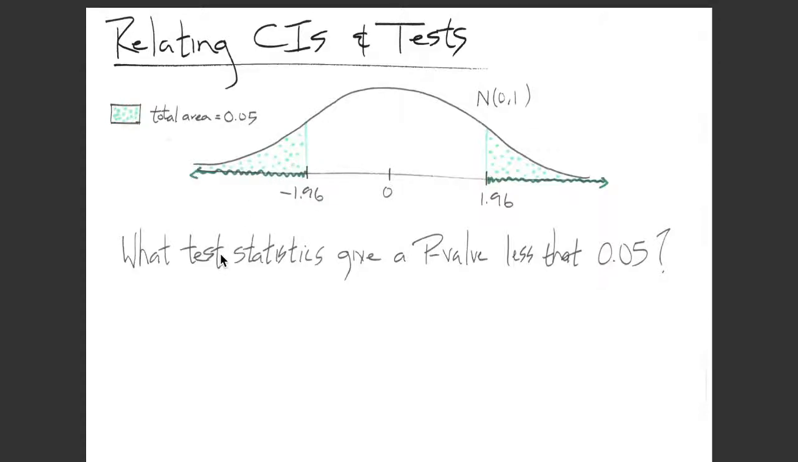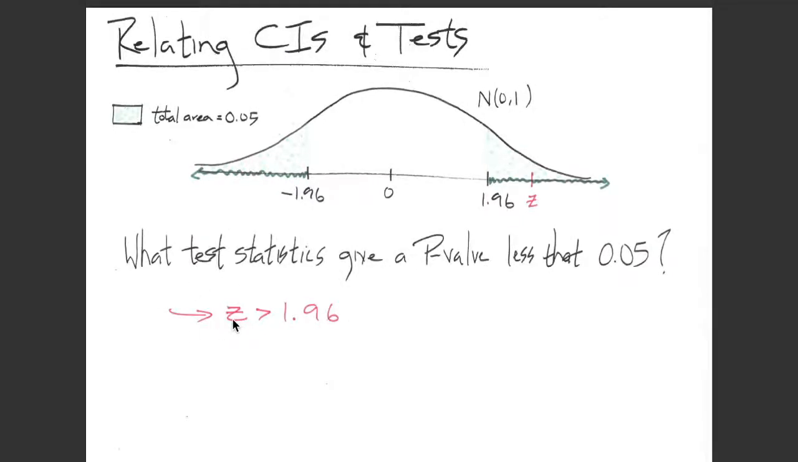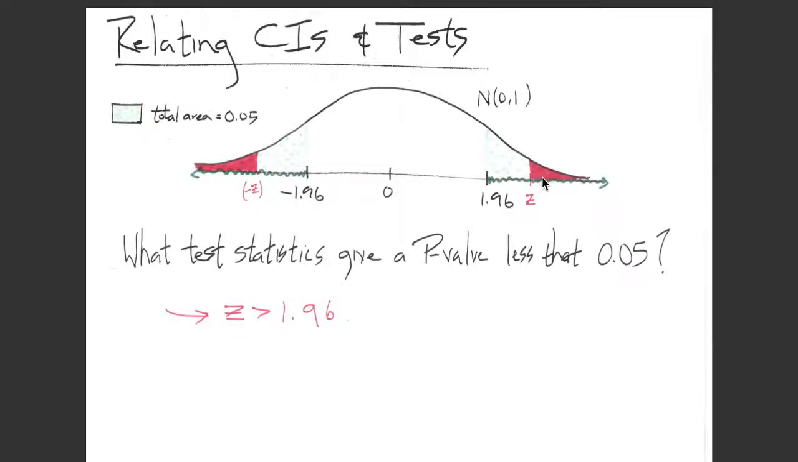So when would the p-value be less than 5%? Well, it would be if your actual test statistic were greater than 1.96, right? So I'm showing here a test statistic like that. It's greater than 1.96. The p-value associated with that test statistic would again be both tails, the one to the right of z and the one to the left of negative z. And you can tell that that red area is going to be less than 5% because it's contained in the green area, which we know is 5%. So a test statistic bigger than 1.96 would give us a p-value of less than 5%.